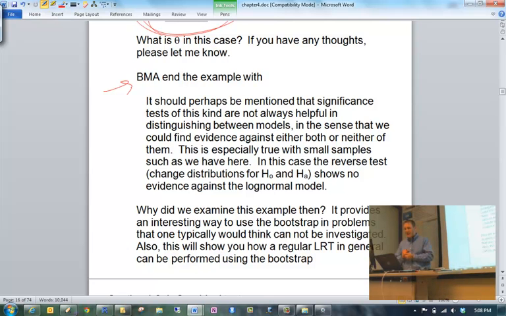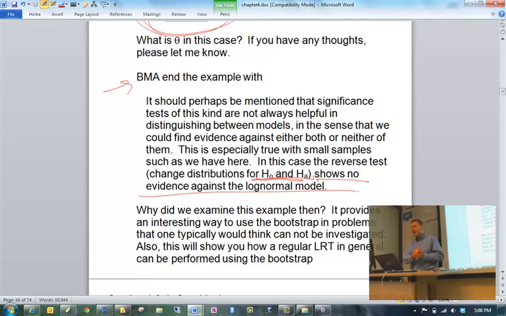It should perhaps be mentioned that significance tests of this kind are not always helpful in distinguishing between models, in the sense that we could find evidence against either both or neither of them. This is especially true with small samples such as we have here. In the case of the reverse test, meaning change H0 and HA, just flip them, put log normal in H0, gamma in HA, you don't reject H0 as well. So this is a problem that you have with doing hypothesis tests with these hypotheses.